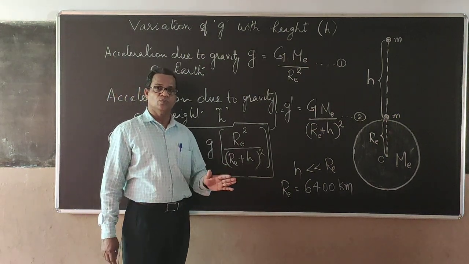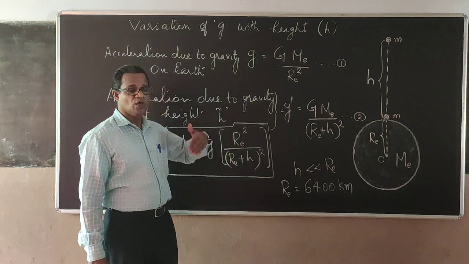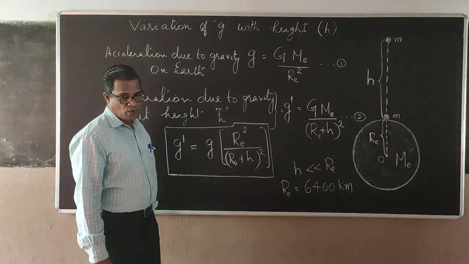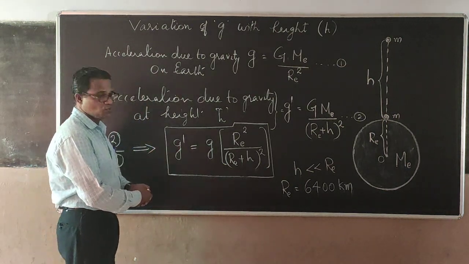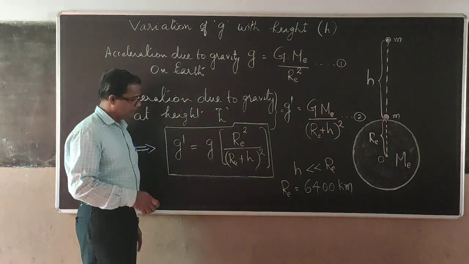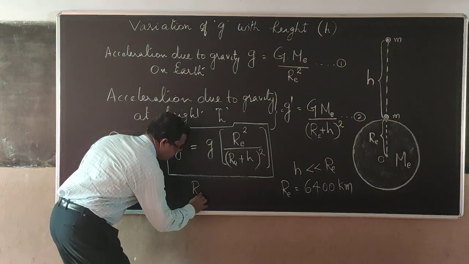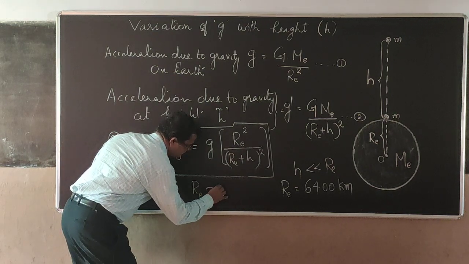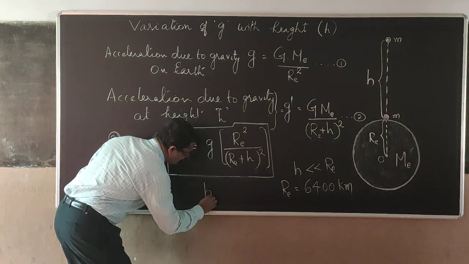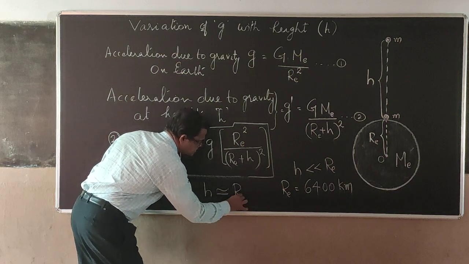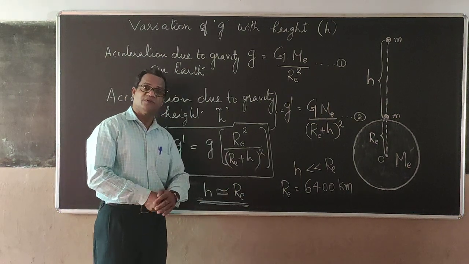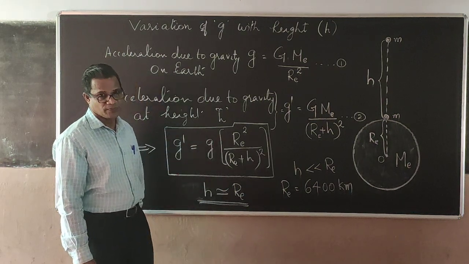But that is not true. Whatever the height be, whether it is small or large, there will be a variation in acceleration due to gravity. So to get the variation with respect to a very small height, this equation is not applicable. This equation is applicable only for H comparable to the radius of Earth. Means H is comparable with the radius of Earth. Only for large heights is this equation possible.